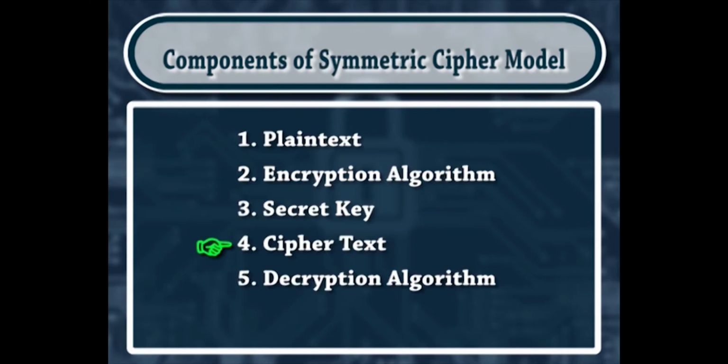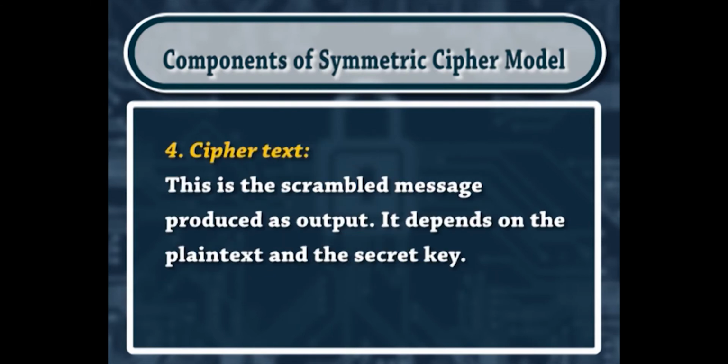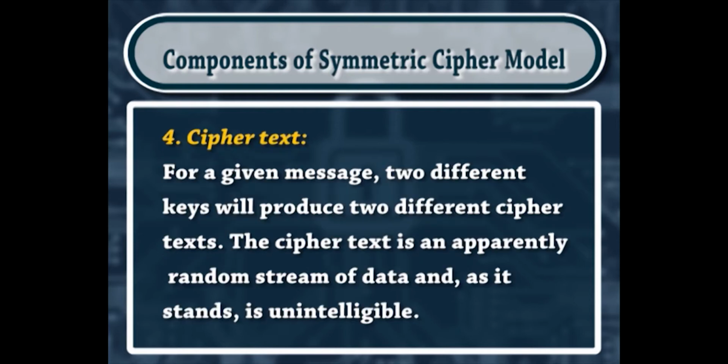Number 4, ciphertext. This is the scrambled message produced as output. It depends on the plain text and the secret key. For a given message, 2 different keys will produce 2 different ciphertexts. The ciphertext is an apparently random stream of data, and as it stands, it is unintelligible.